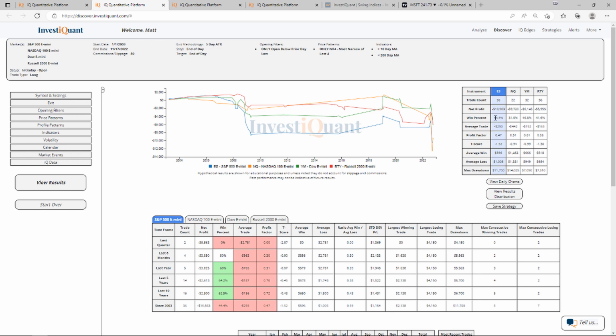Win rates on these are coming in a little bit weak. You've got S&P coming in at 44%. NASDAQ, the weakest of the group, at 32% of these closing above the opening print. For the Dow, it is 47%. For the Russell, it is 42%.